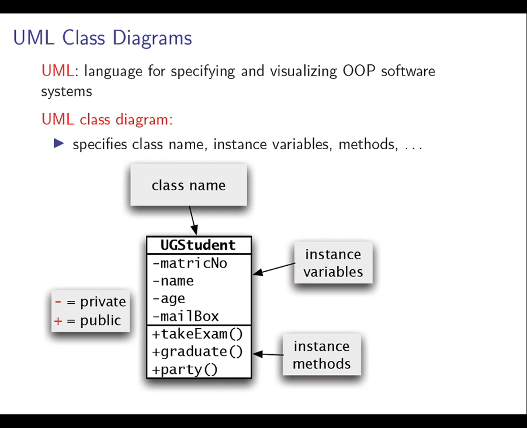So here we have a class called UGStudent with 4 instance variables, which are all private. That's the minus sign in front of them: matricno, name, age, and mailbox, and 3 instance methods: take, exam, graduate, and party. In this particular case, we aren't showing the types of either instance variables or instance methods. They will be present in the model, but they may or may not be suppressed from the diagram. That's a matter of convenience.